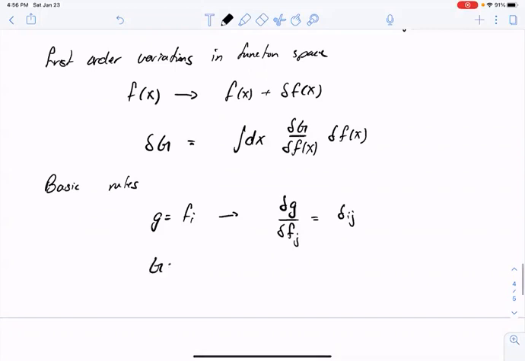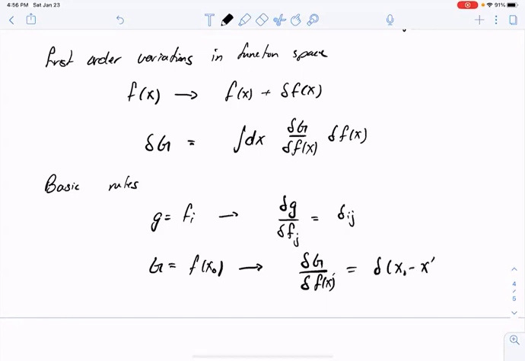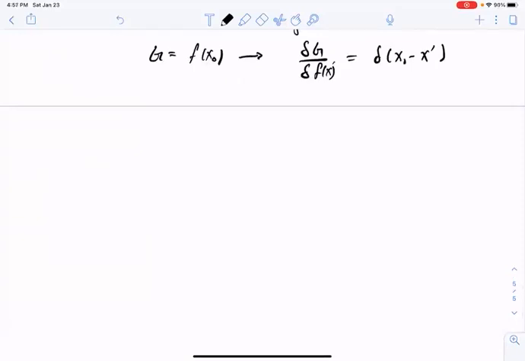The functional g, if it is defined as the function f evaluated at a specific point, x naught, changes in g with respect to the function f, say at x prime, can only affect changes in g if x prime is x naught. So it behooves us to go over a couple simple examples.